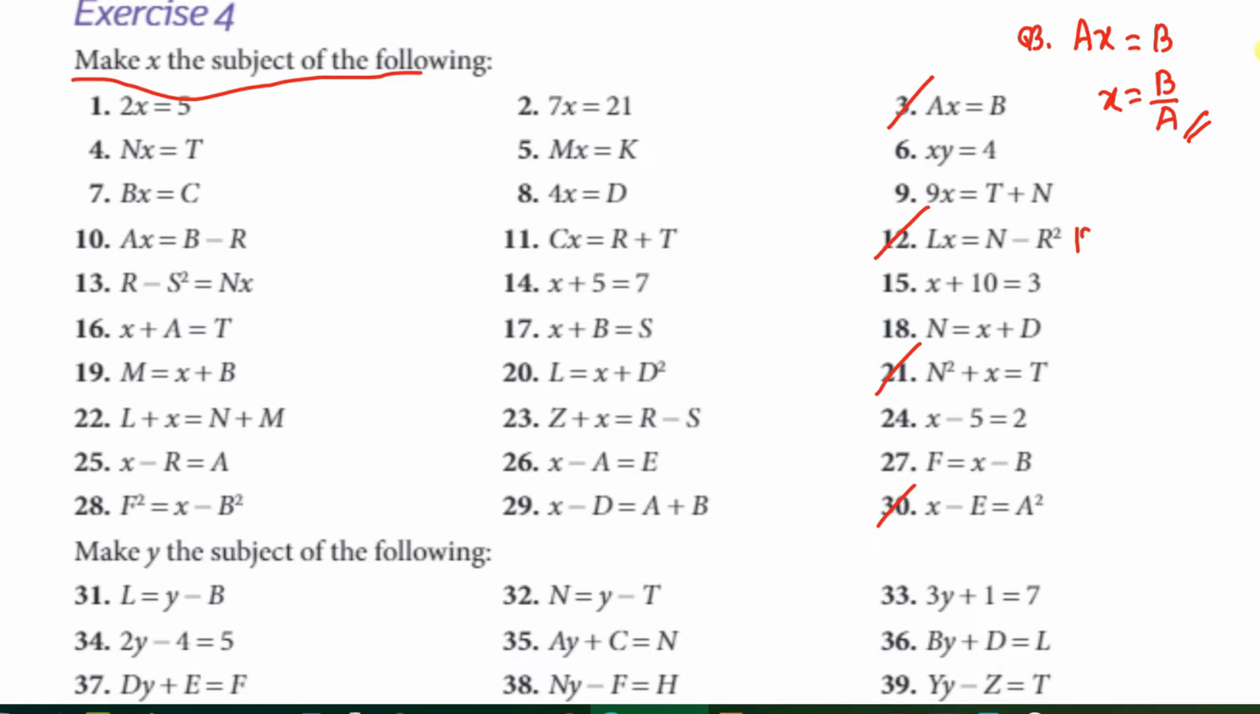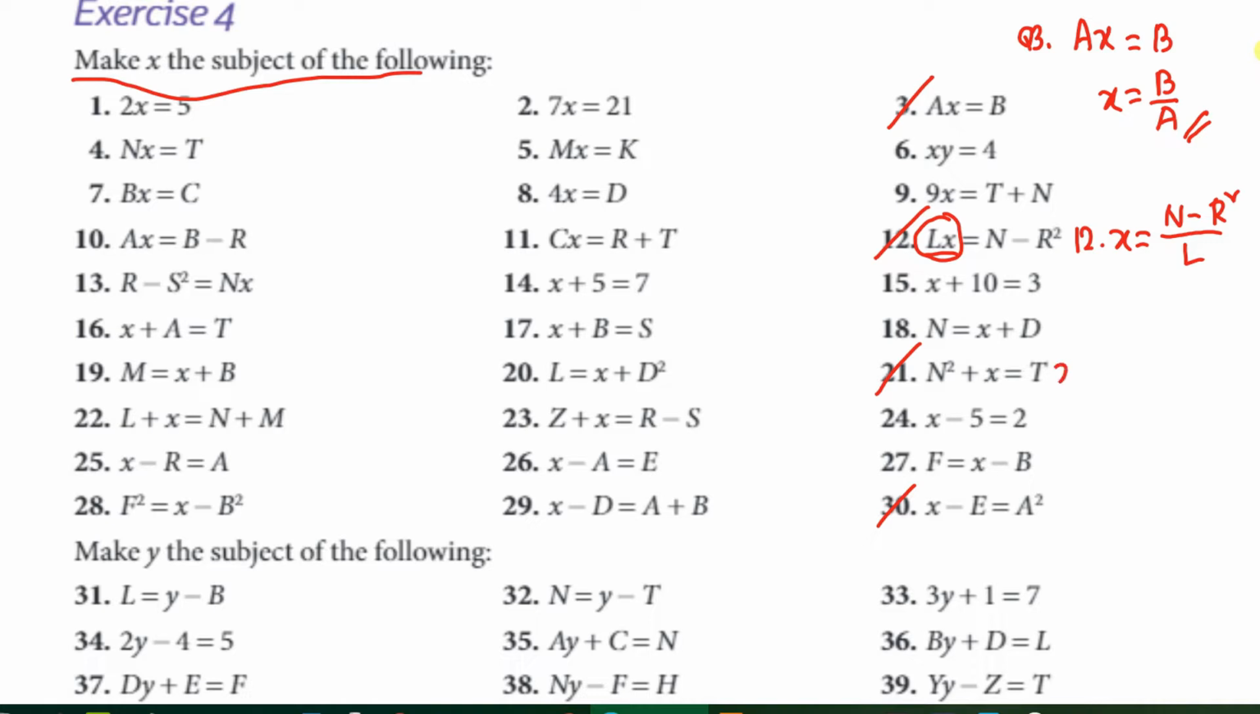And question number 12, if we go through here, same thing. See, lx is written there, so I can write directly x equals to n minus r square divided by l. This is our answer here, because l and x are multiplied here. So if we want to remove l from here, then l goes down to the right side.